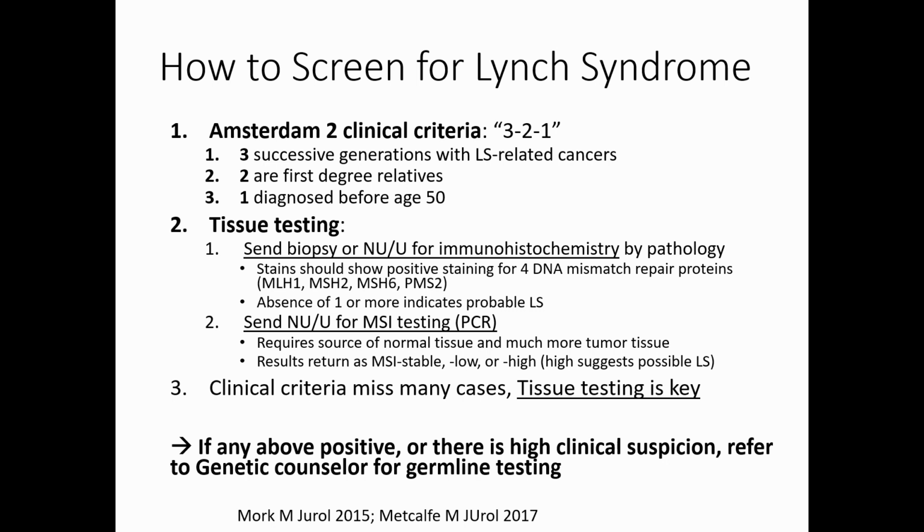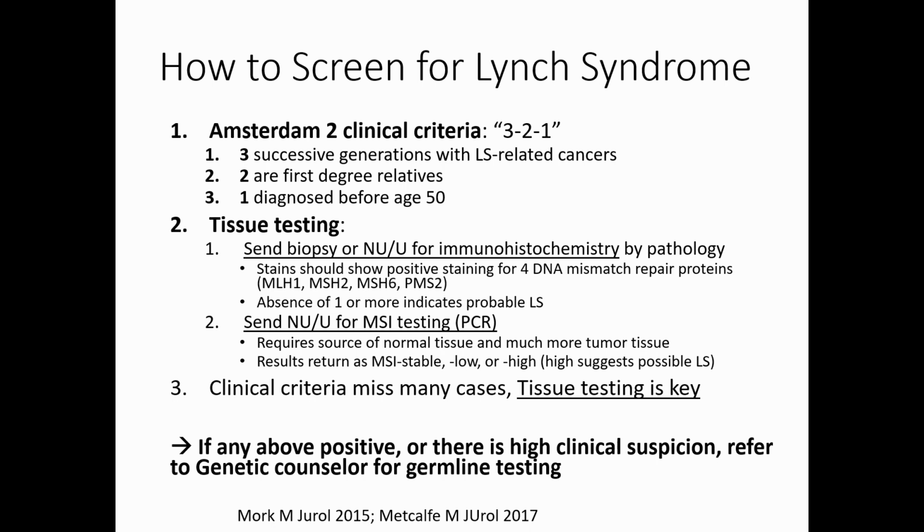Now, there is a way to screen with tissue, which is a bit more reliable. Probably the easiest way to do it is by having the pathologist do IHC, immunohistochemistry, on the specimens. This is standard of care for colorectal cancer, and it's supposed to be for endometrial cancer as well. We just don't think about it because it's not something that we routinely do, but it is something that you can ask your pathologist to do.